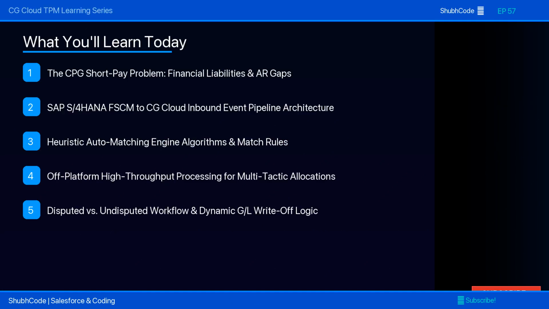Here's what we're covering today. The CPG short pay problem, financial liabilities and AR gaps, then SAP S/4HANA FSCM to CG Cloud Inbound Event Pipeline Architecture, then Heuristic Auto-Matching Engine Algorithms and Match Rules, then Off-Platform High-Throughput Processing for Multi-Tactic Allocations, then Disputed versus Undisputed Workflow and Dynamic G/L Write-Off Logic. Stay for the last one, it's the piece most tutorials miss.